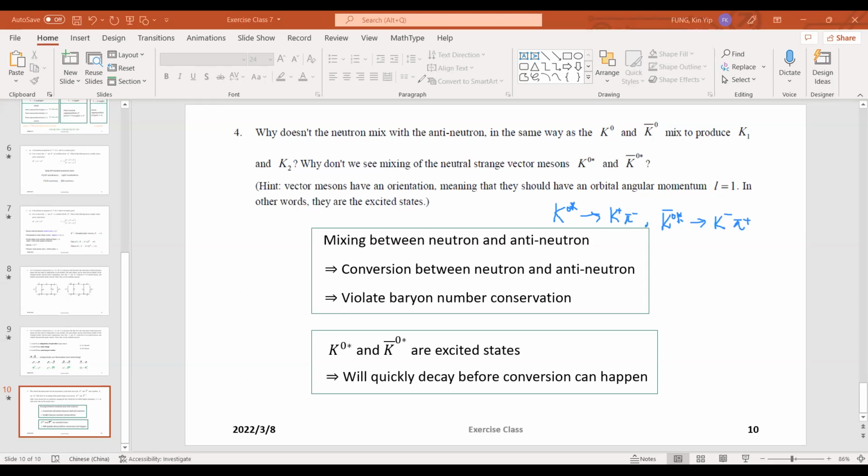Wait, so you're saying that the K star and the K star bar also decay via the weak interaction. Then why would the excited states decay much faster than the relatively stable K naught? So essentially, what makes an excited state decay faster?